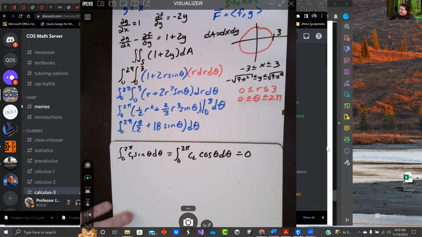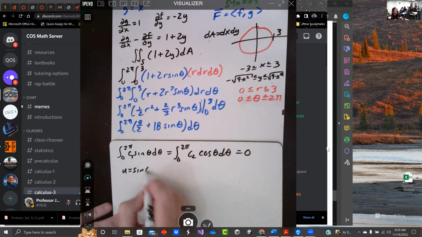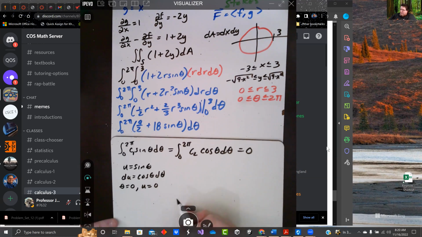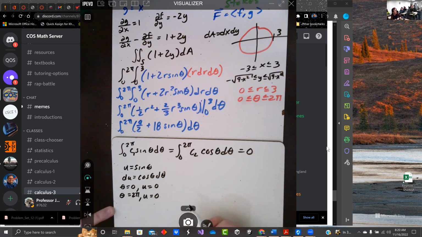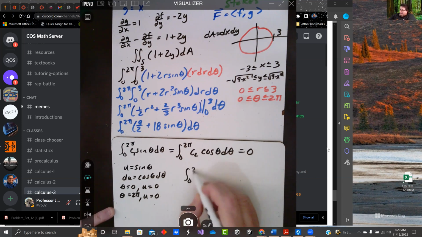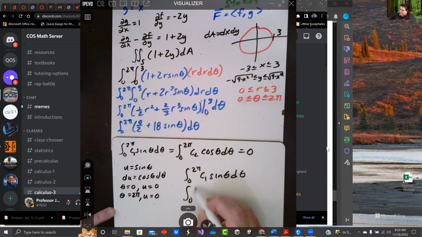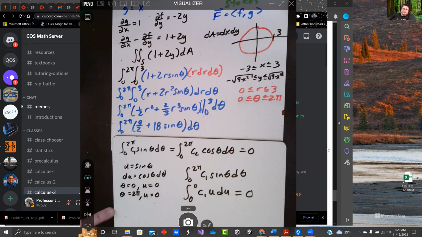Let's do a u-sub on either one. u equals sine theta, du equals cosine theta d theta. When theta equals 0, u equals 0. When theta equals 2 pi, u equals 0 also. So the integral from 0 to 2 pi of c1 sine theta d theta turns into the integral from 0 to 0 of c1 u du. And so the limits of integration are the same. This is 0. Same thing happens with cosine.